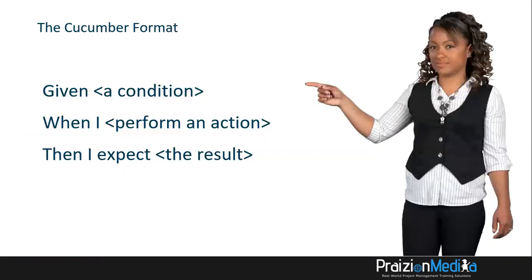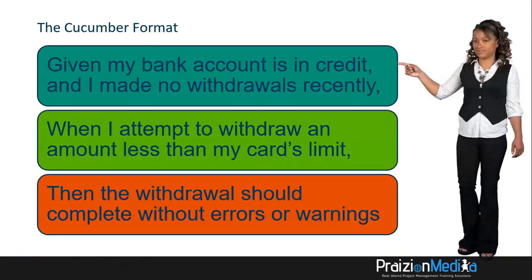So the Cucumber format, again, is given a condition. When I perform an action, then I expect the result. Let's take a look at an example here. Given my bank account is in credit and I made no withdrawals recently, when I attempt to withdraw an amount less than my card's limit, then the withdrawal should complete without errors or warnings.